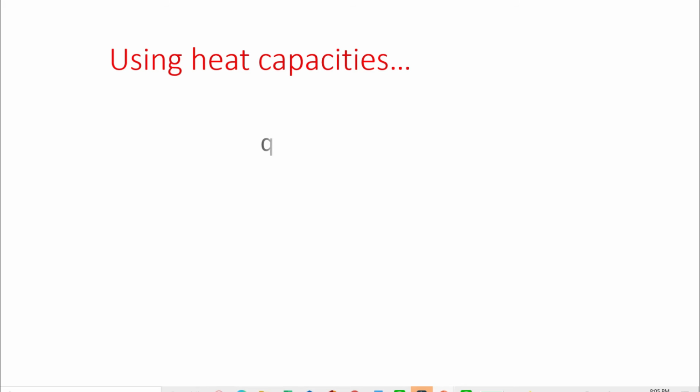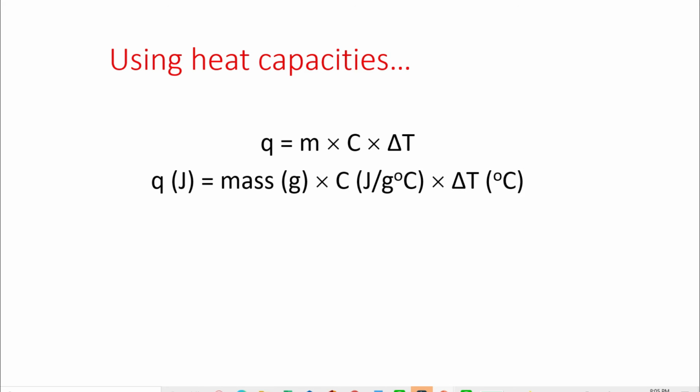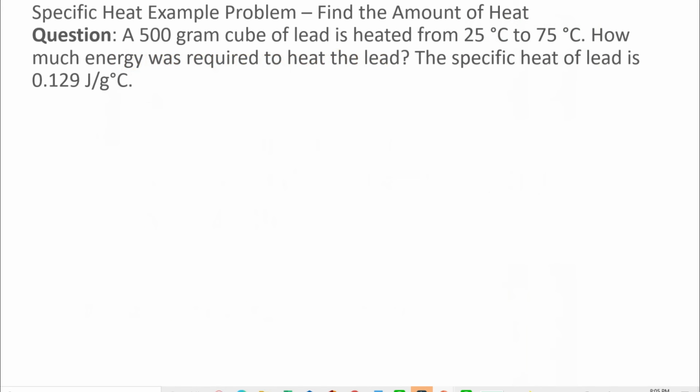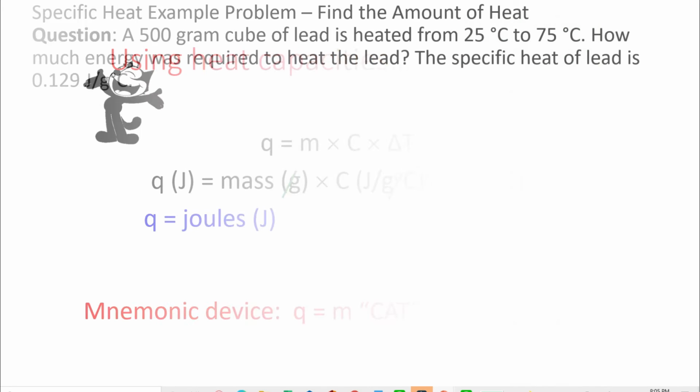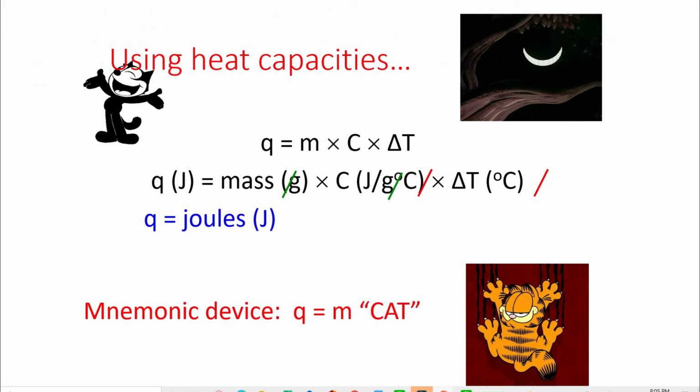Using heat capacities, Q equals mc delta T. Q is in joules, the mass is in grams, c is the specific heat, the amount of energy required to raise 1 gram of a substance 1 degree Celsius, times the change in temperature, delta T. When you cancel out all the units, Q equals m c delta T. Yay!